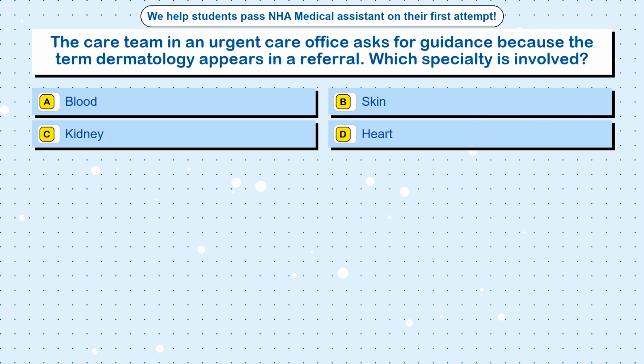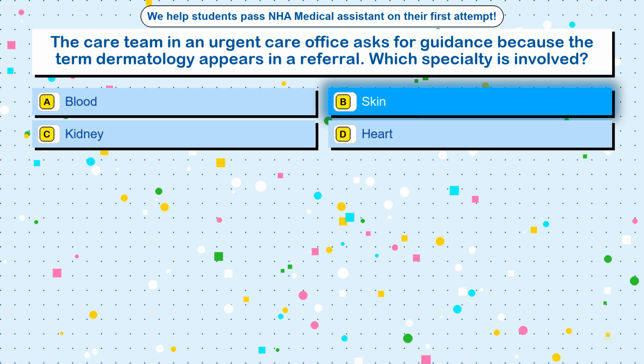Question 12. The care team in an urgent care office asks for guidance because the term dermatology appears in a referral. Which specialty is involved? Option A, blood. Option B, skin. Option C, kidney. Option D, heart. The correct answer is option B, skin.